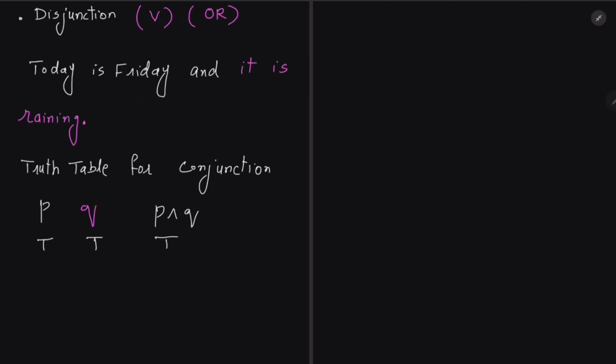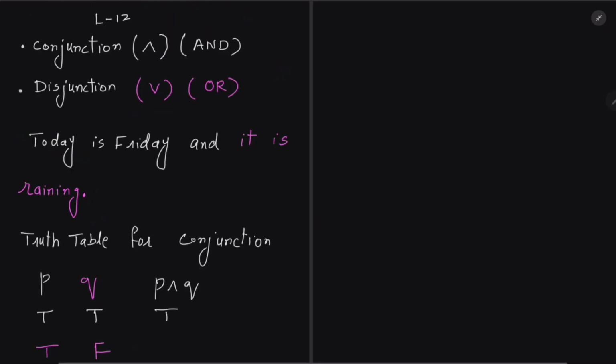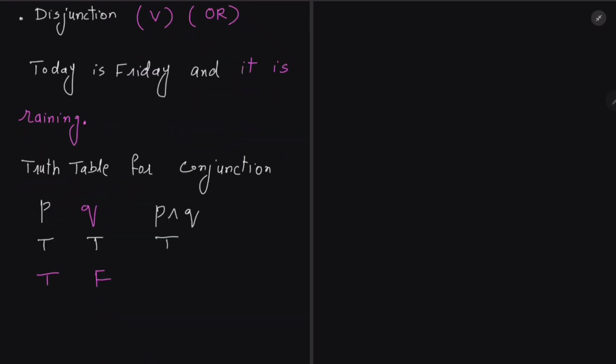Now, the second row. The first statement is true and the second statement is false. So it means that if it is Friday today, but it is not raining, then this whole statement is false. So this will be false.